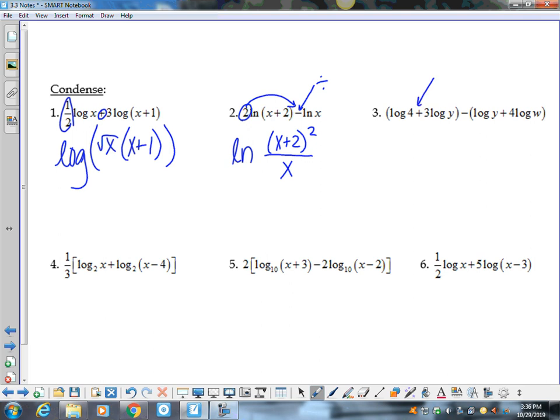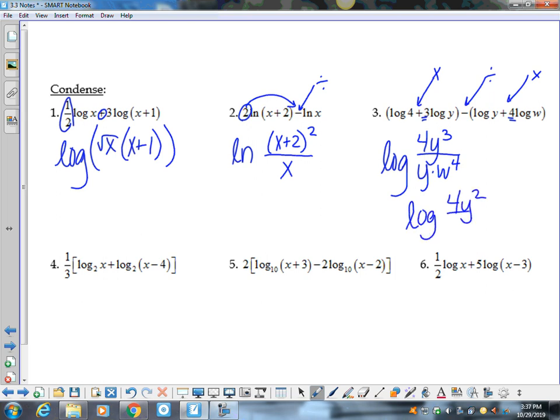This is going to condense to multiplication. That's going to be division. That's going to be multiplication. And that's going to be a power. And that's going to be a power. So one log, condense the ofs. So this is 4 times y to the third over y times w to the fourth. And again, this is a great example of a problem where people would walk away too quickly because you can reduce the y's. So this is log of 4y squared over w to the fourth.